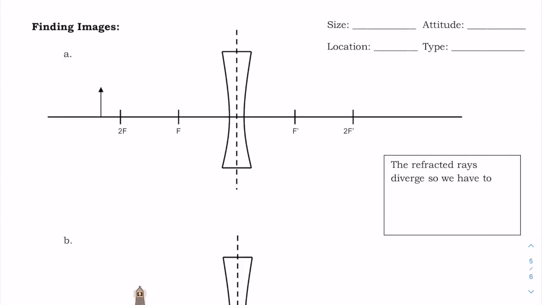So we have our object to the left of 2F. Let's draw one ray of light parallel to the principal axis like so. This one refracts and it appears like it came from F, like this. Okay, that's number one. The second ray of light that I'll draw passes through the optical center like so. And the third one that I'll draw heads towards F prime.